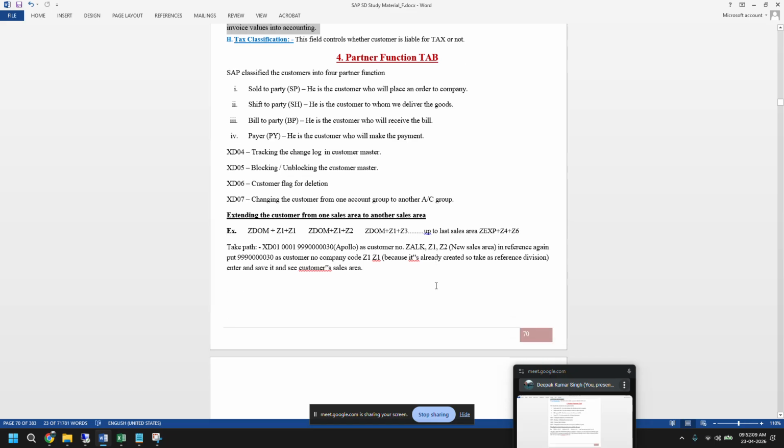Which you need to remember. See, who places the order is the sold to party. Who is going to receive the goods is the ship to party. Okay. So basically, who the goods will be delivered to. Bill to, who will receive the bill. Payer, who is going to pay it. Okay. And where can you see all these? In the sales order.